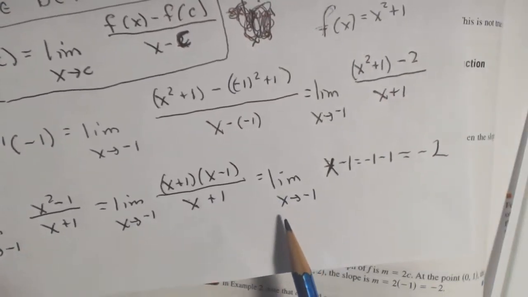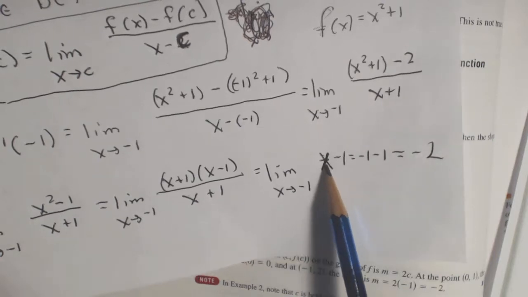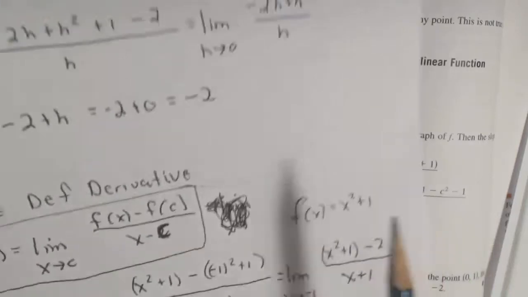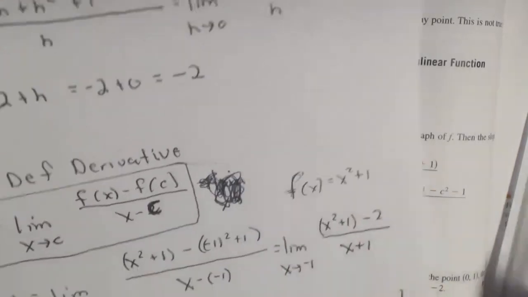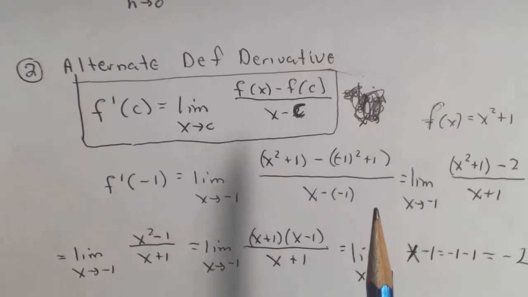And looky, looky. This is the limit as x approaches negative 1 of x minus 1. We can plug in the negative 1. We get negative 1 minus 1, which is negative 2, which is exactly what we got in our other case. So there's one example of using the alternate definition of the derivative.